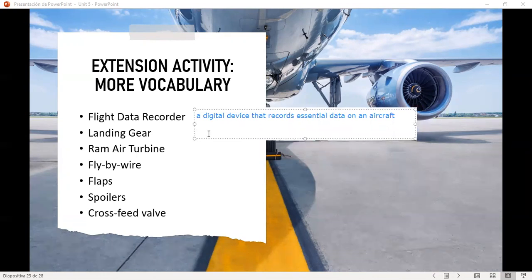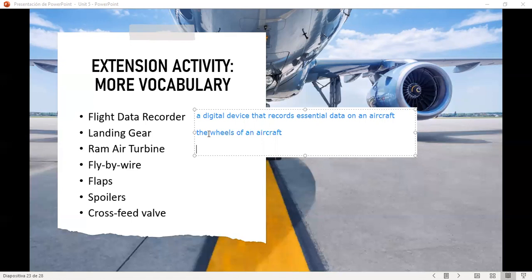The landing system. Which one is the landing system on a plane? The wheels, the tires. The wheels of an aircraft. That's the landing gear. Okay, the wheels of the aircraft.